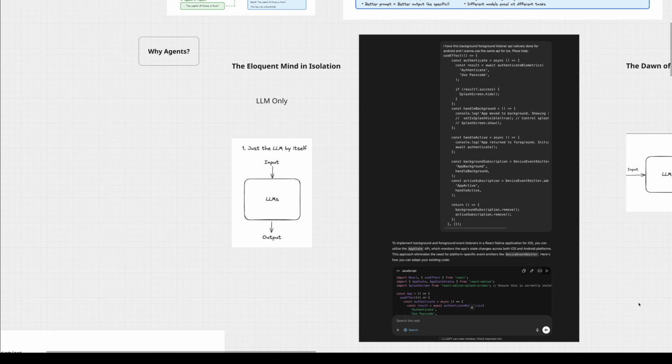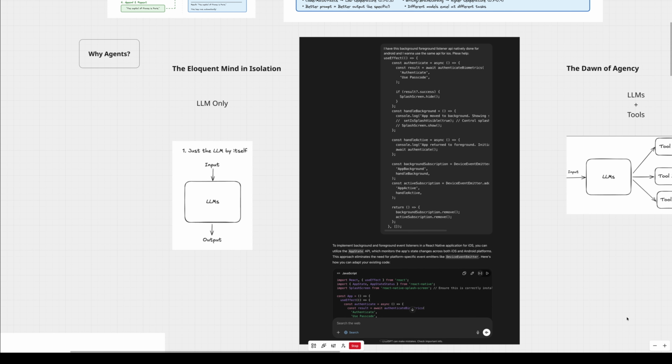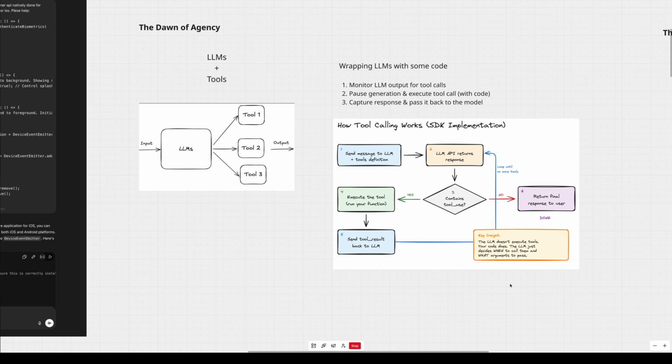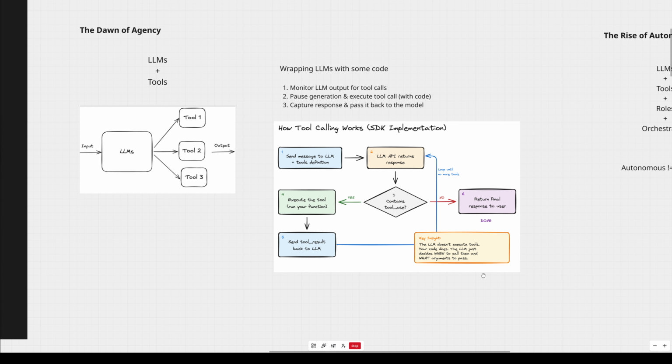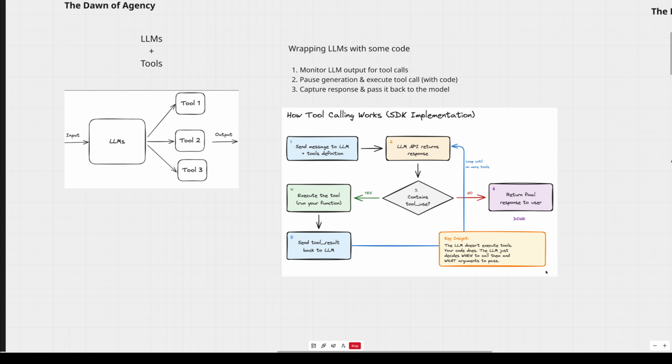It could tell me what to write, but it couldn't go into my code base and actually make changes. There was no file system access. It can't run commands. It's a brilliant mind, but it's stuck in a room with no tools. Now, then we move to this era of what I like to call the dawn of agency. So what if we gave that mind hands?